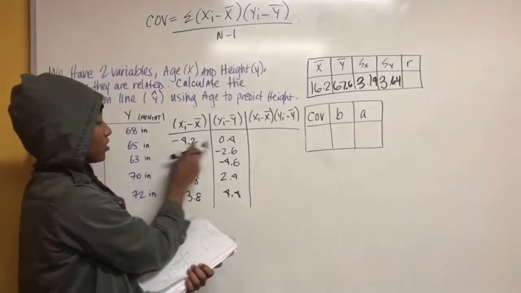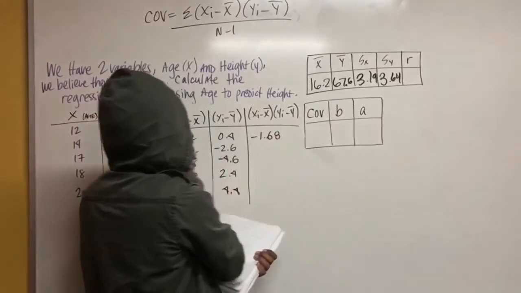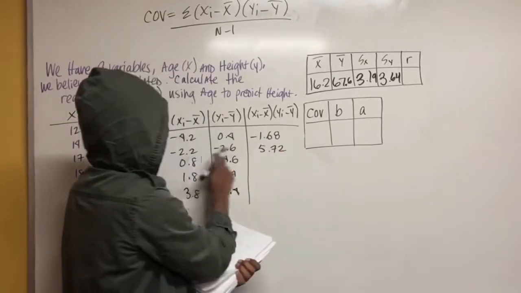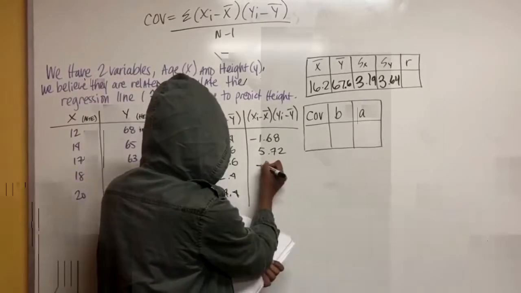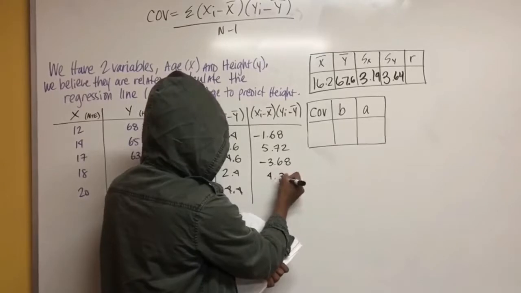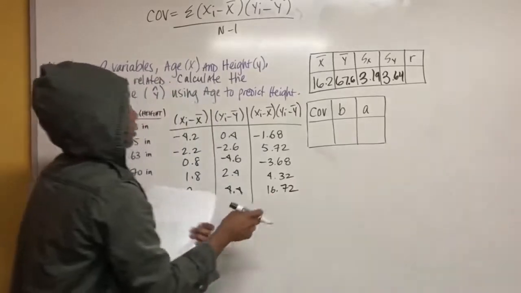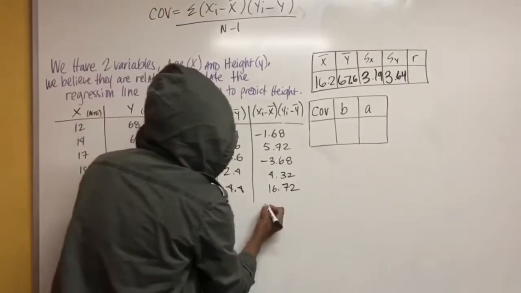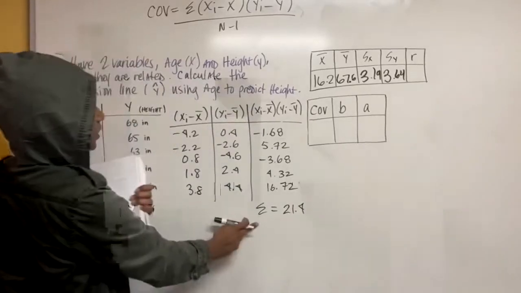So negative 4.2 times 0.4, we have negative 1.68. This times this, it's going to be 5.72. Two negatives make a positive, and then I'll just fill in the rest. So then we have negative 3.68. I have a positive 4.32, and then 16.72. So this portion is this portion of our covariance equation, but we have to sum them all. So the sum of this is 21.4. So now we can plug this into the equation.